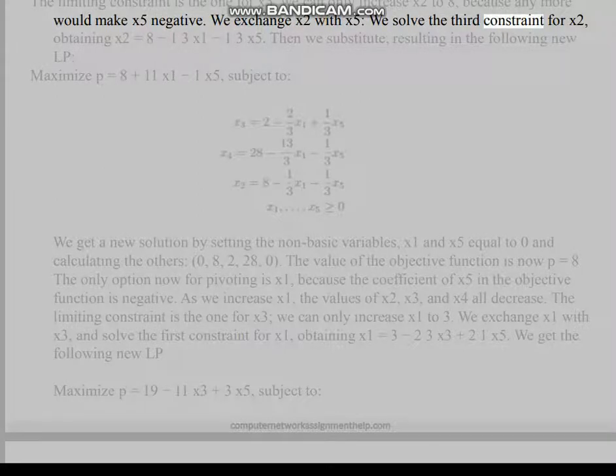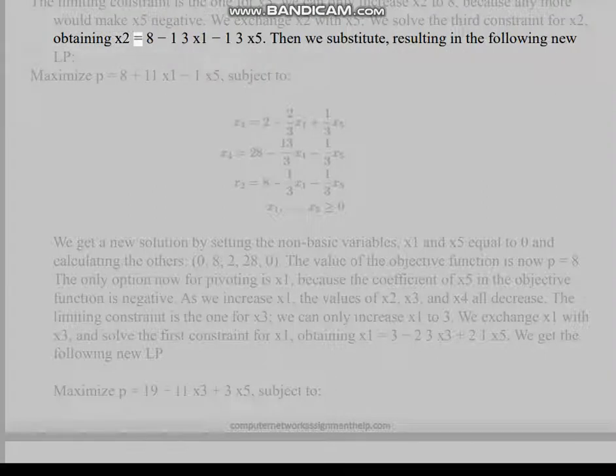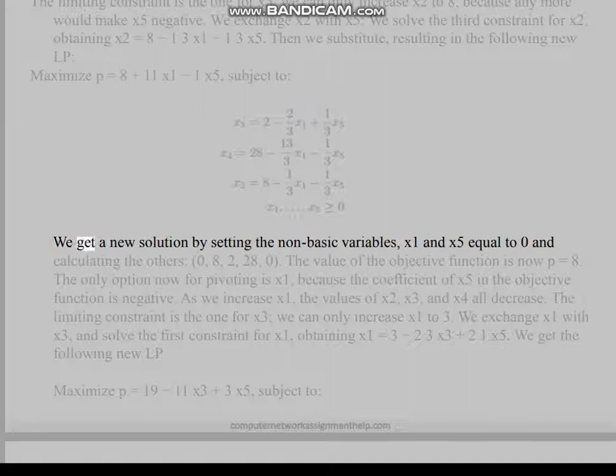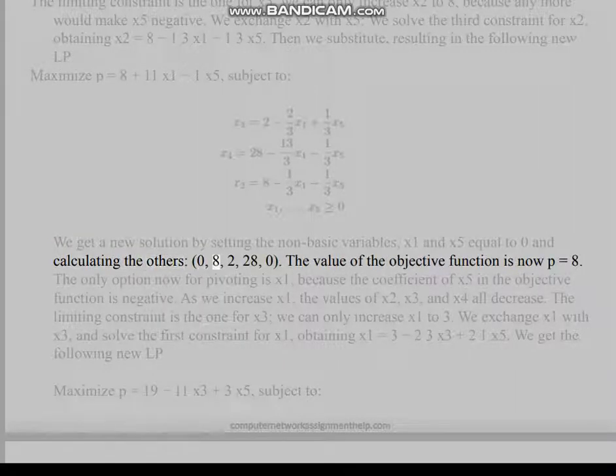We solve the third constraint for x2, obtaining x2 = 8 - 1/3 x1 - 1/3 x5. Then we substitute, resulting in the following new LP. Maximize p = 8 + 11x1 - 1x5, subject to. We get a new solution by setting the non-basic variables x1 and x5 equal to 0 and calculating the others: (0, 8, 2, 28, 0). The value of the objective function is now p = 8.